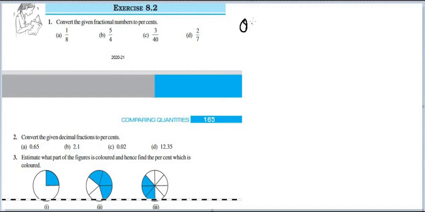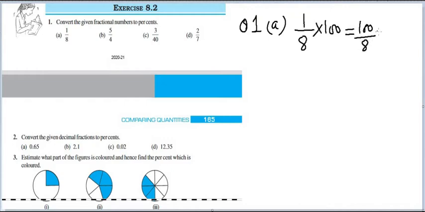Percentage. So in question number 1, A part, here we have the fraction 1 upon 8. We want to convert it into percentage, so we have to multiply it by 100, or we can write it as 100 upon 8. If we divide this, we will get 12.5, or 12.5%.